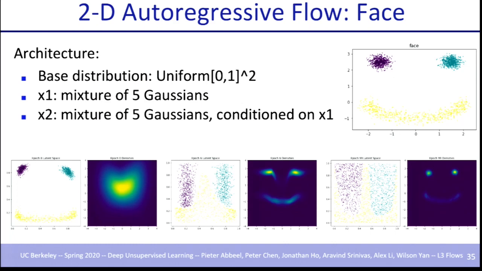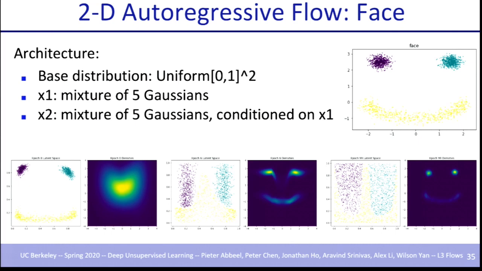Then you can do this for a different data set. I suspect you'll do this one in your homework too. Here's a face, and this seems like a distribution very different from a uniform distribution. But again, if you train your flow and it's expressive enough, in this case five mixture components for each coordinate, you can turn this not-uniform distribution at all into what is very close to a uniform distribution.